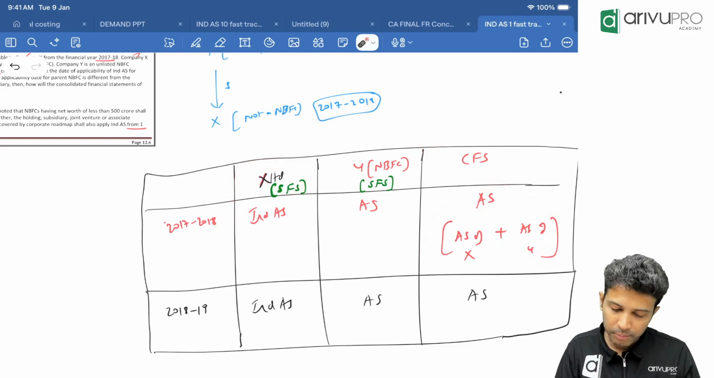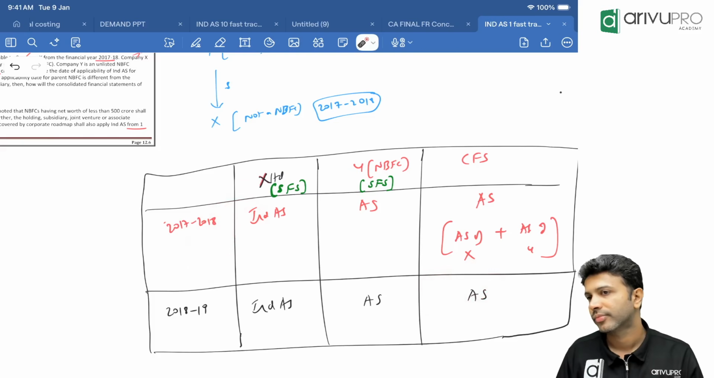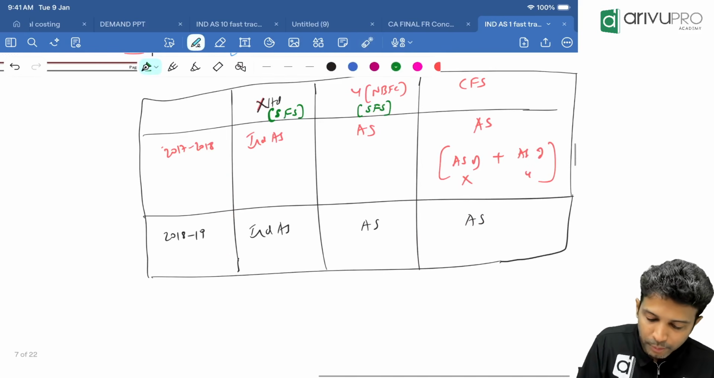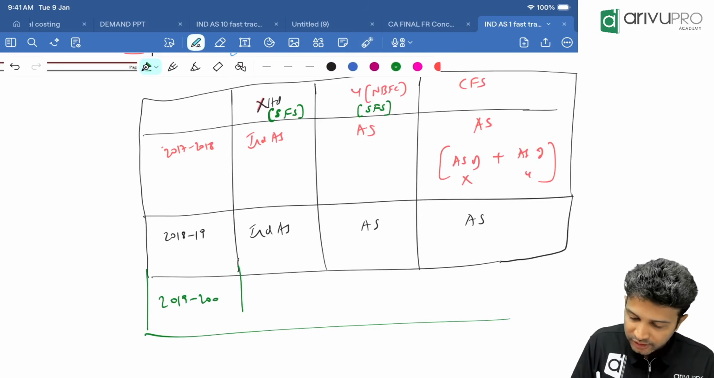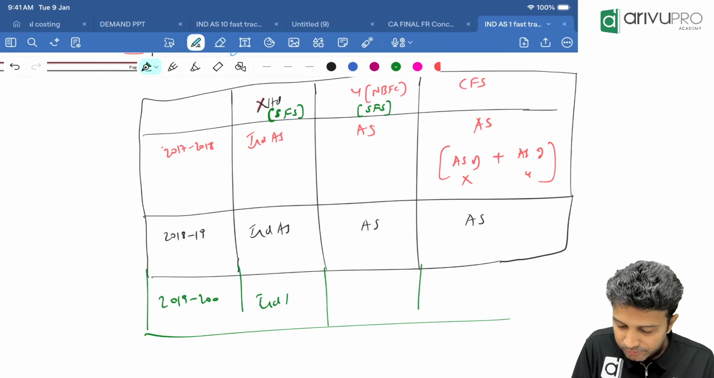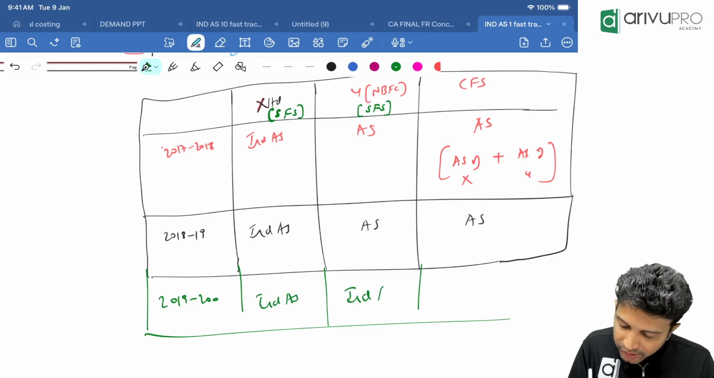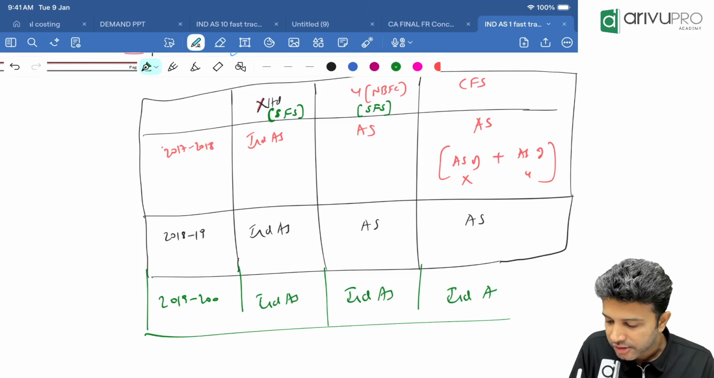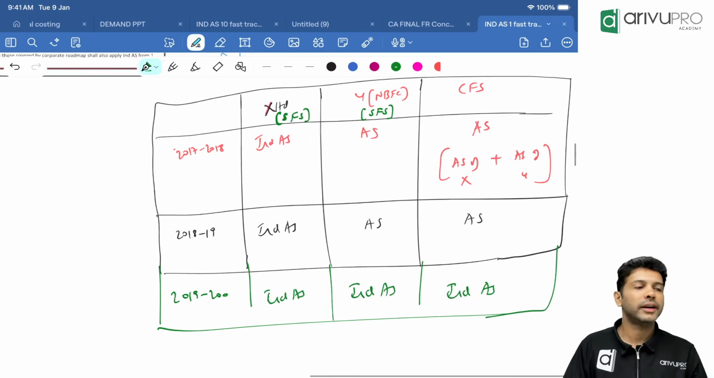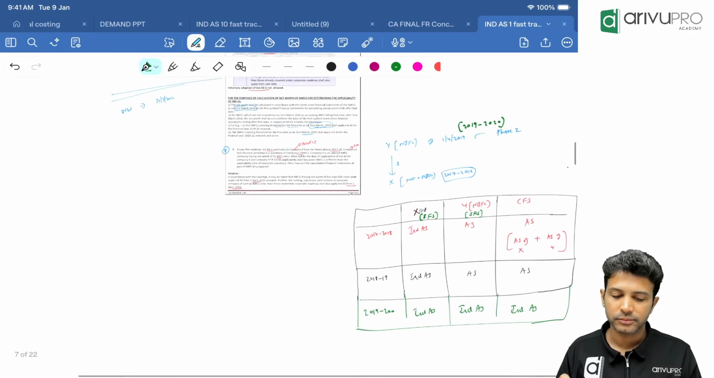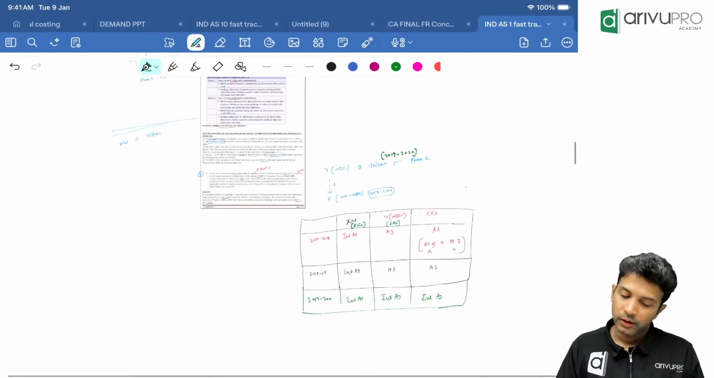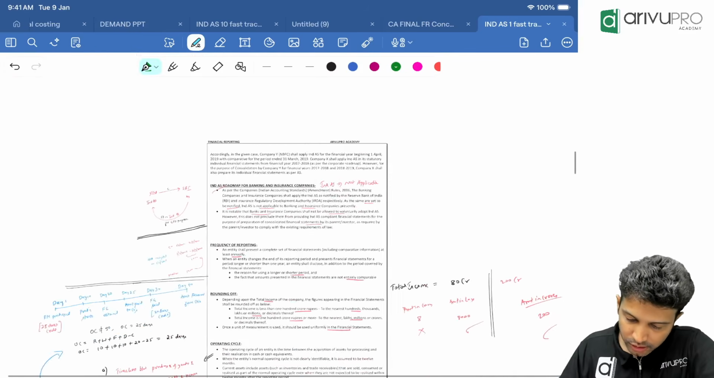The same drama happens in the next year also. From 19-20 onwards, what? X is already applying Ind AS as the subsidiary. The parent also will apply Ind AS, and the consolidated financial statement also will be prepared through Ind AS. This is your 19-20 drama. Clear? Alright, let's move on to the next question then.